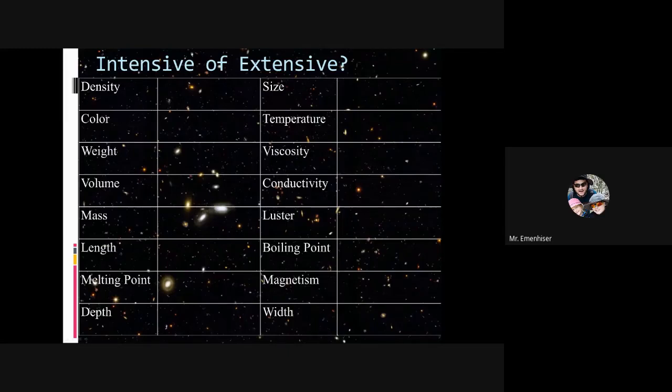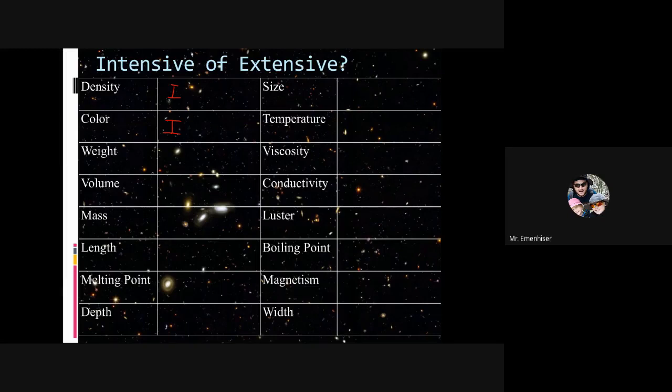So intensive or extensive? Density. Density is an intensive property. So it does not matter how much stuff you got. Intensive. Color does not depend on how much of the object you have. If I have a small car that's red or a big car that's red, the color doesn't depend on how much car I have. It just depends on what color the car is, right?